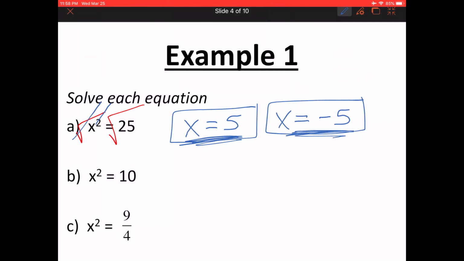It is totally personal preference if you write it this way separate, or if you put them together and put x equals plus or minus 5. That is personal preference. I will accept either for full credit.